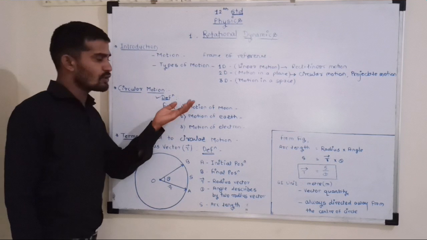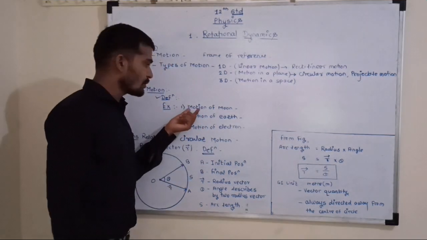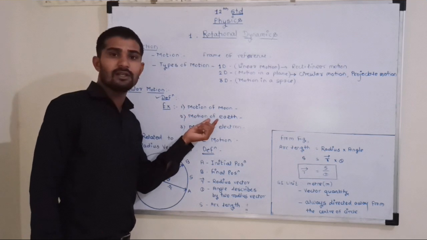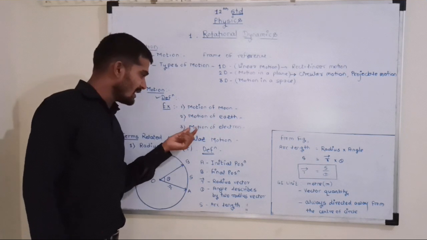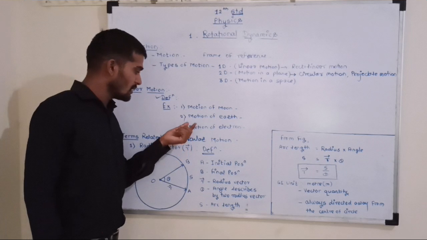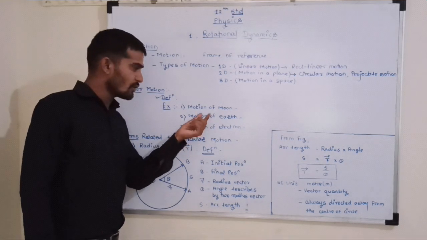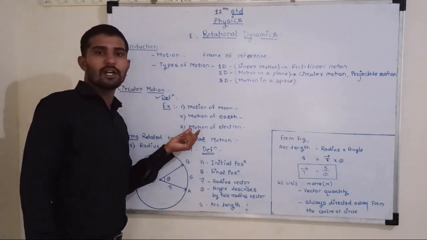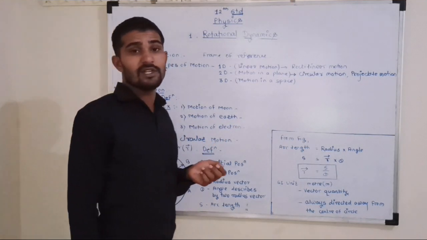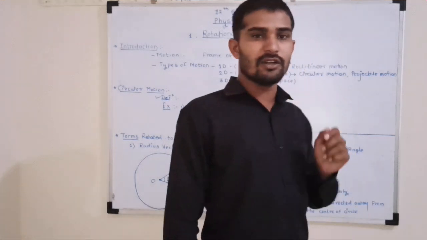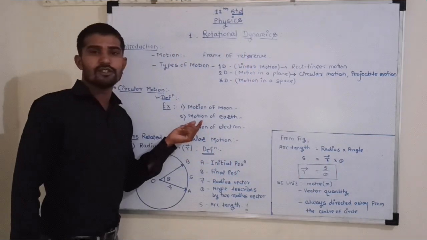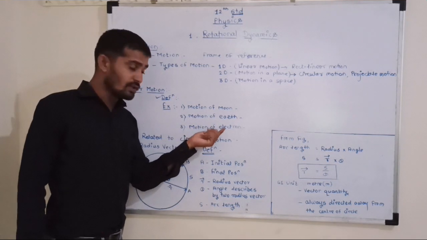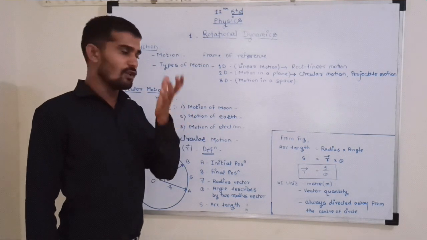For example, the motion of the moon around the earth. Next, the motion of the earth around the sun. And next, the motion of an electron. We study the motion of the electron in chemistry, in Bohr's atomic theory. The negatively charged particle, that is the electron, revolves around the positively charged nucleus.